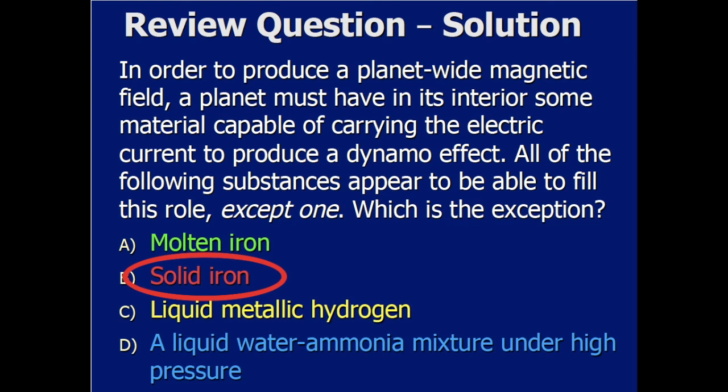Solid iron. So recall that when we see magnetic fields around other planets, that tells us that we think the material is molten or fluid. So molten iron could definitely produce a magnetic field. Liquid metallic hydrogen we think is what produces the field on Jupiter and Saturn. Even a liquid ammonia-water mixture under high pressure could definitely produce a dynamo effect, let's say on Uranus or Neptune. It's really the solid iron that we don't think can produce this magnetic field. All right, so that concludes our studies of extrasolar planets.